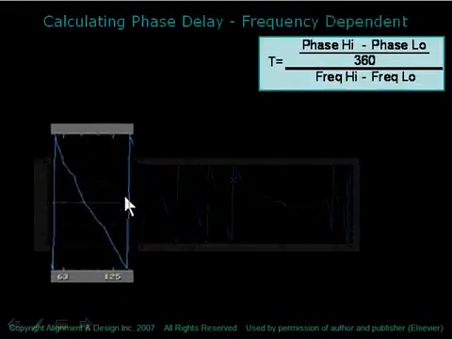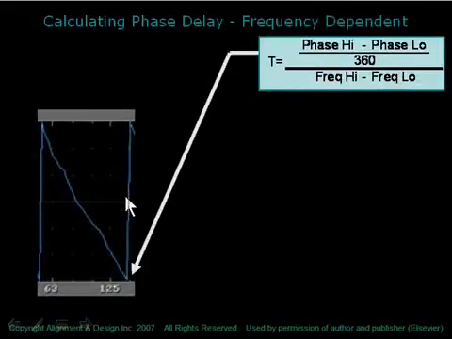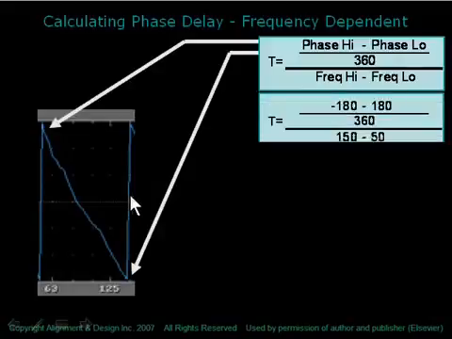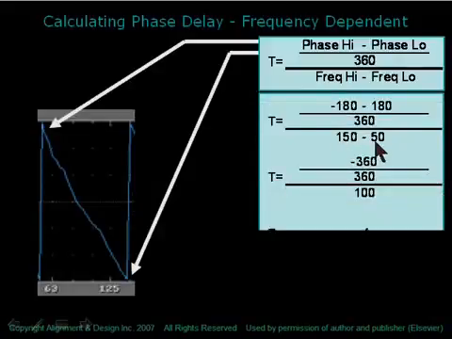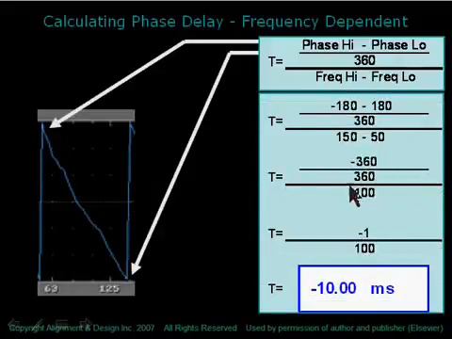Let's continue. Now we look at the range from 150 Hz down to 50 Hz. Yet again, another full wavelength of 360 degrees. This time, just a 100 Hz span. It's now stretched to 10 milliseconds.